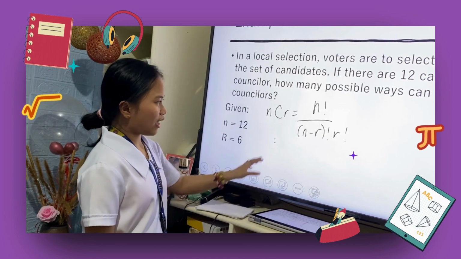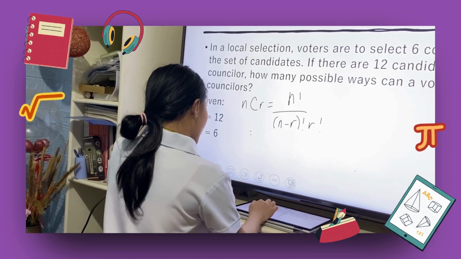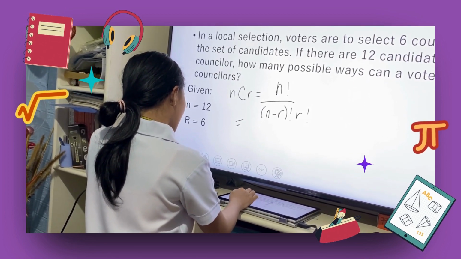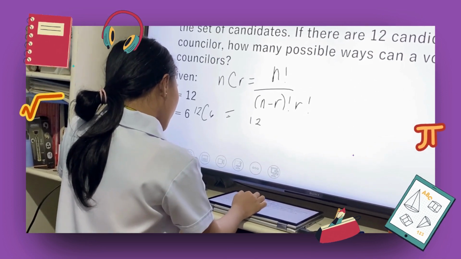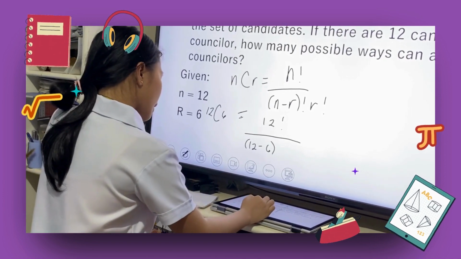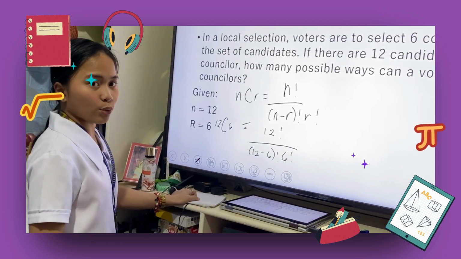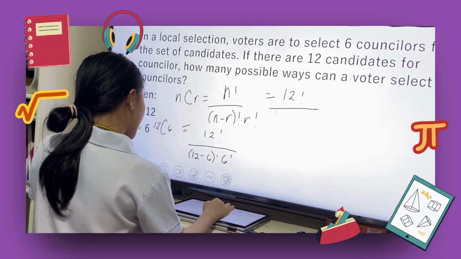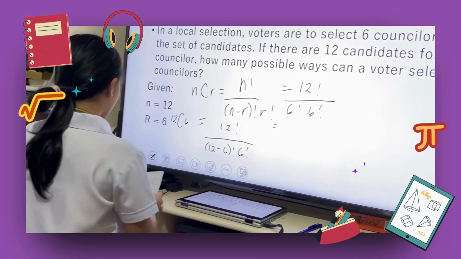It's basically the same, but the r changed from left to right. The same process: you need to change the letters to the numbers. So n is now 12, and r is now 6. So 12, and then 12 minus 6, which is also 6. The next step is to subtract 6 from 12. So 12 factorial over, okay, 12 minus 6 is still 6. So put that there. For the next step, we do the cancellation method.